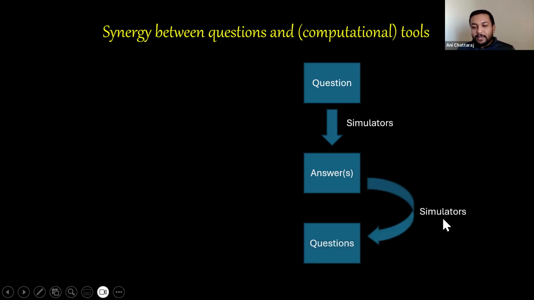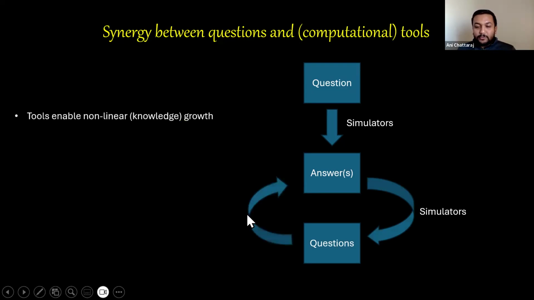So depending on the kind of tools you are dealing with, after getting some kind of answer, that technique or strategy may give rise to more questions. And of course, those questions can be answered using those tools. So in the language of systems biology, we have a feedback loop here. To summarize this cartoon, tools enable this non-linear growth in knowledge, right? That's the way you can arrive at an answer, and that answer can give rise to more questions, so it's a non-linear loop.